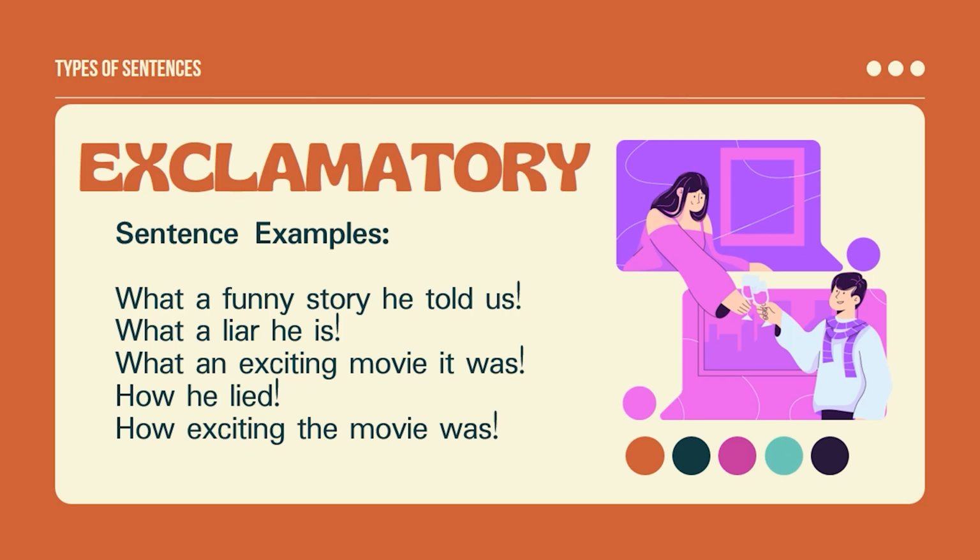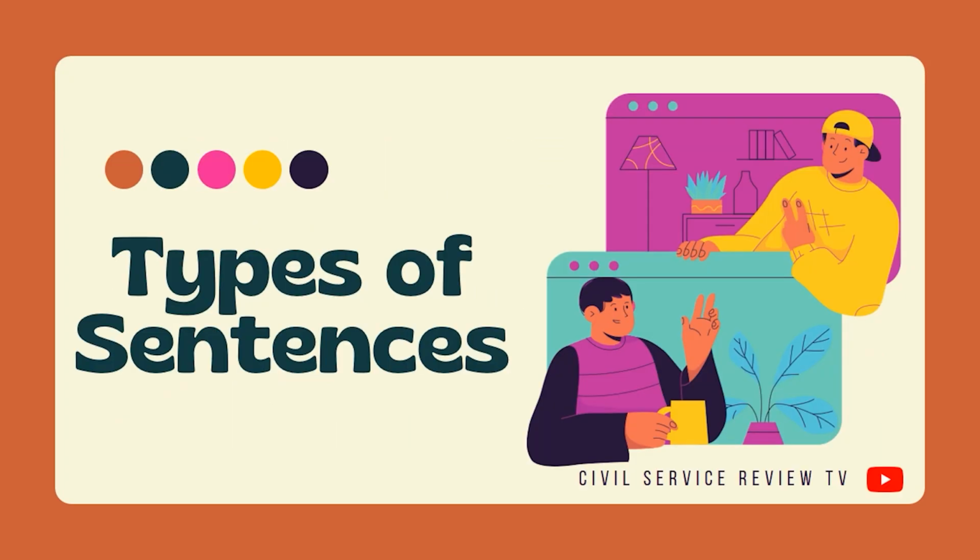Then, how he lied. An exclamatory sentence could also be used if you are disappointed about something. How he lied. And then you also have, how exciting the movie was. Diba? You are expressing and at the same time also asking, how exciting the movie was. Alright, so that is it. Ang bilis lang. That is the end of our discussion for this video about the types of sentences.